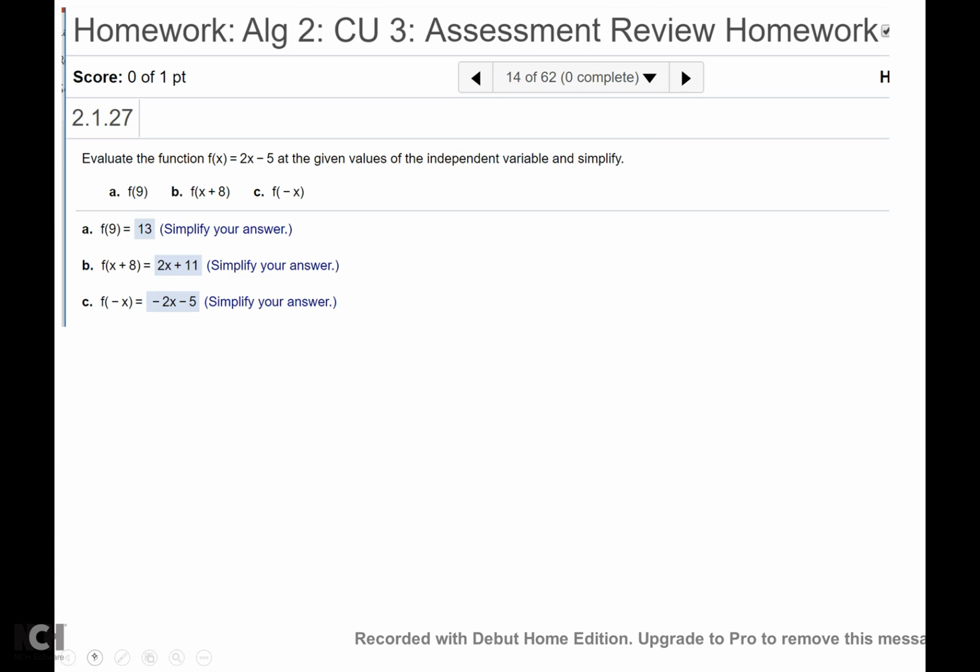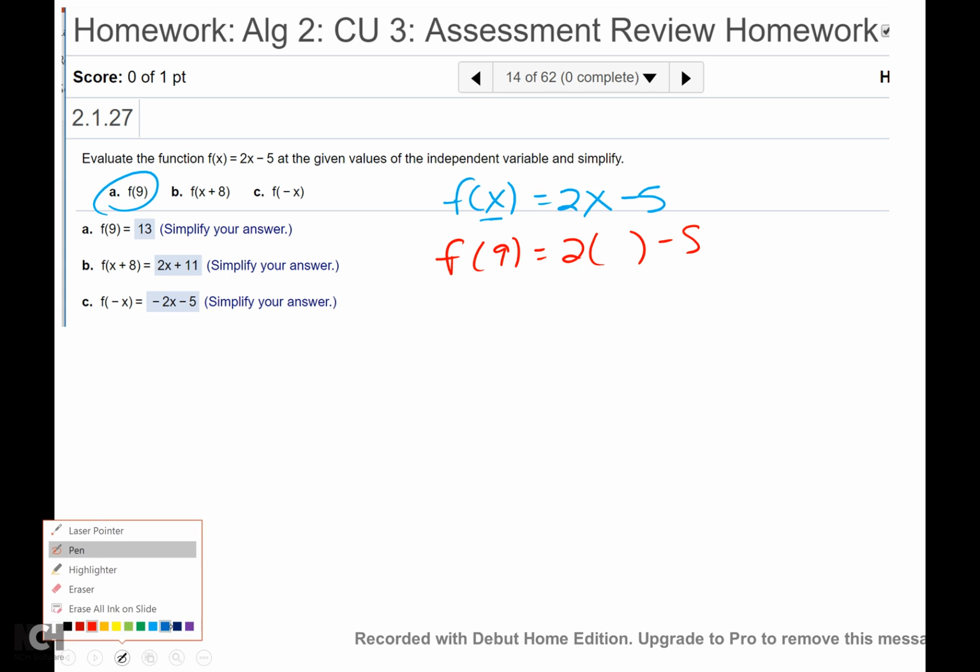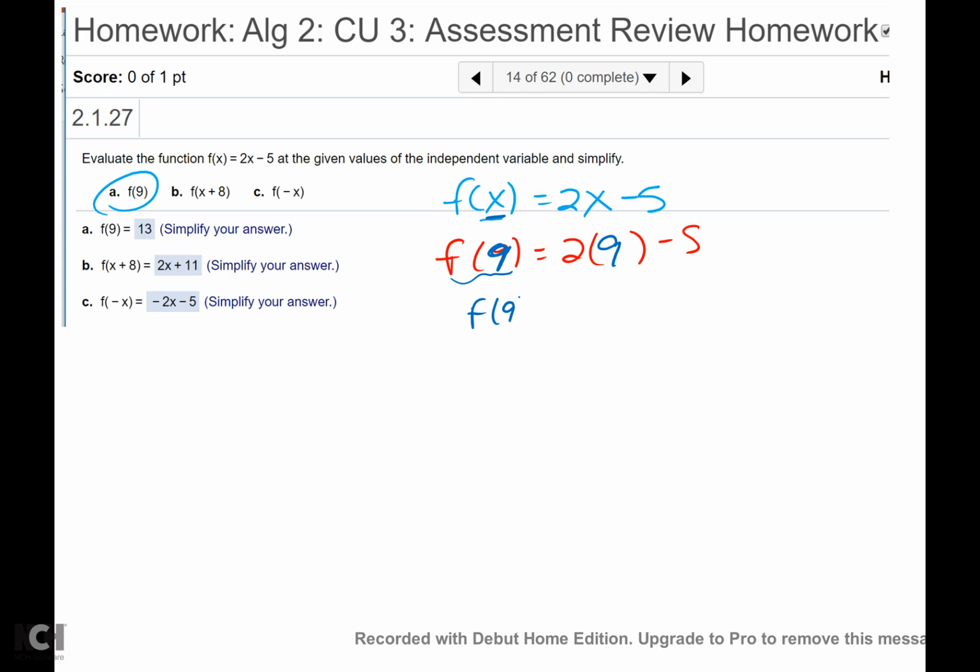Okay. All right, it says evaluate the function at the given values of the independent variable and simplify. They're telling me to find, here's my function, f of any x you plug in, says take the x, multiply it by 2, and subtract 5. For A, they want me to find f of 9. So to find f of 9, I'm going to replace the x in my function with 9. You don't do any math over here. That's just function notation. F of 9 equals 18 minus 5. So f of 9 equals 13.